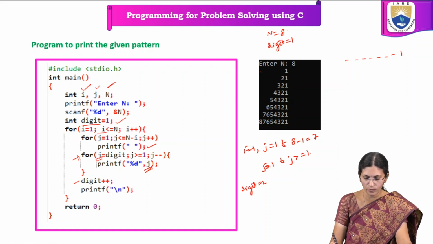Now digit value is equal to 2, so the cursor is moved to the next line. Now I will take the value 2, so for i value is equal to 2. So this is the inner for loop. First inner for loop, this is the next inner for loop.